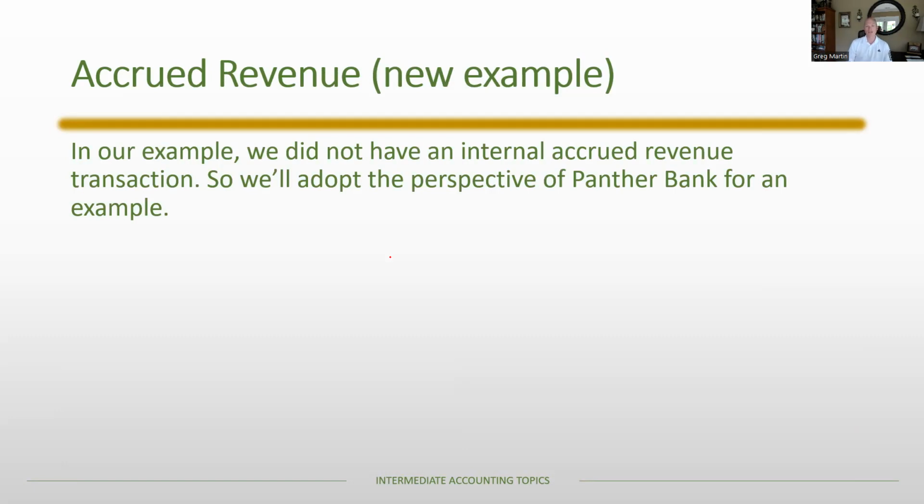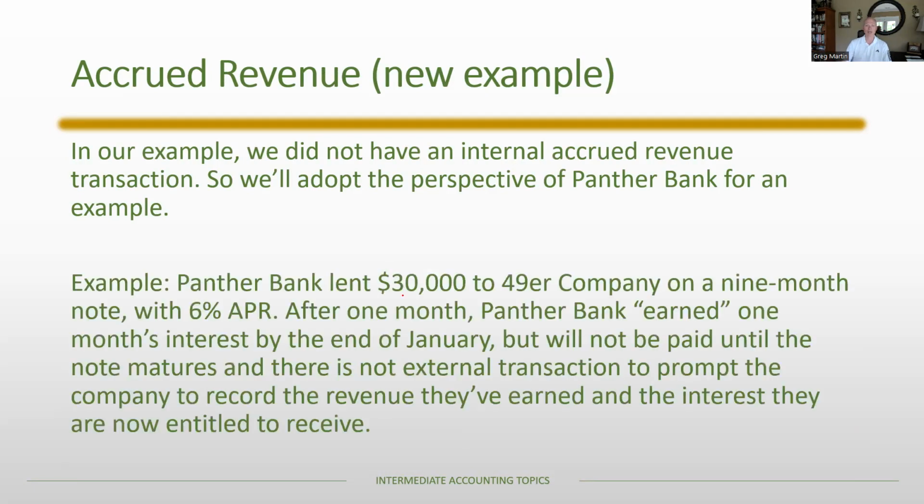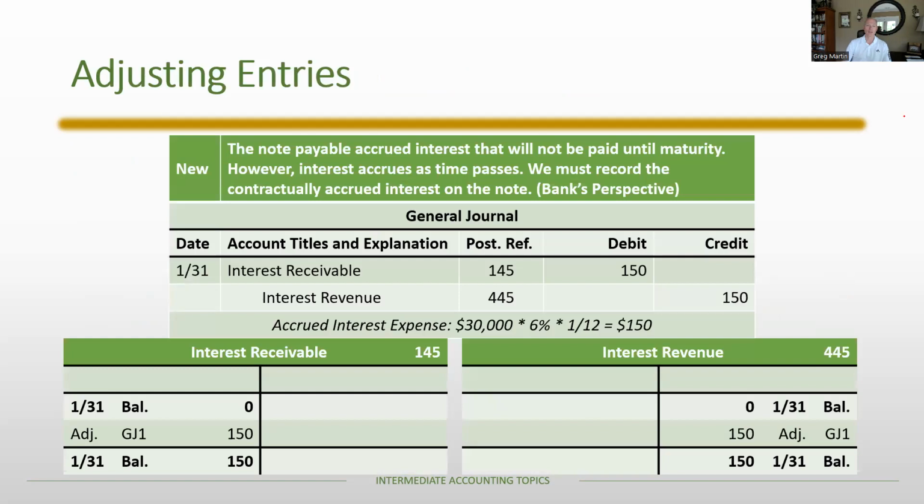Anyway, so we're going to take the other side of the note transaction to understand how we might accrue revenue. And so if I'm a bank and I lend that money, so I lend $30,000, same terms, 6%, and it's a 9-month note. But now instead of the 49er Company, who owe the interest, for Panther Bank, the interest is owed to them. And so they're on the other side of this transaction. And so the nice thing is the numbers are the same, but the accounts are a little bit different in that instead of having interest expense and interest payable, we're going to have interest revenue and interest receivable.